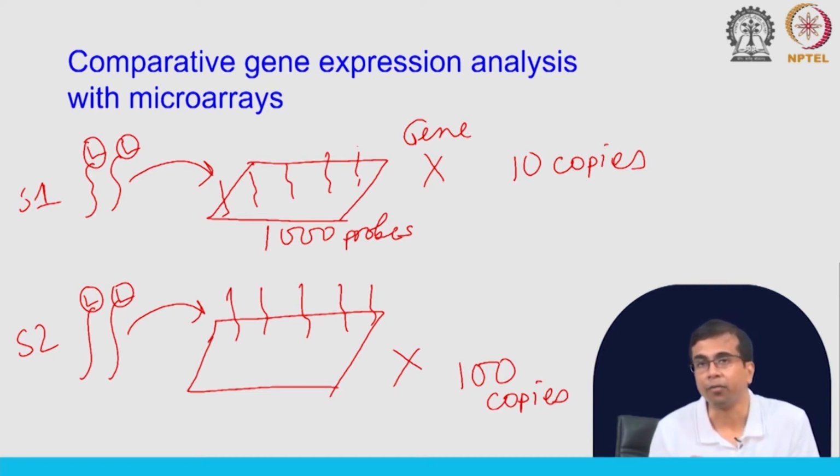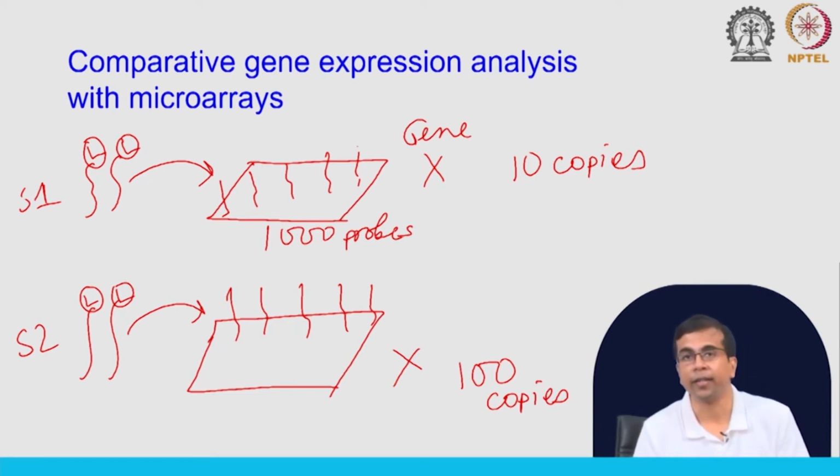So, the signal will be proportional to this number of copies. In case of sample 2, you have a higher number of copies, 100 copies, so a larger fraction of these probes will be hybridized by the sample. Because there is a larger number of copies, in case of sample 2 you will get a stronger signal. And this way it will tell us that in sample 2 you have higher expression of this gene X compared to sample 1.